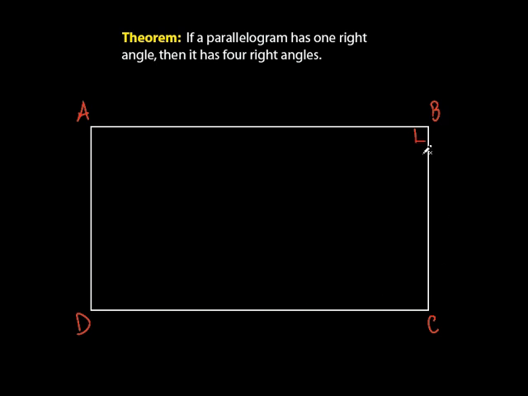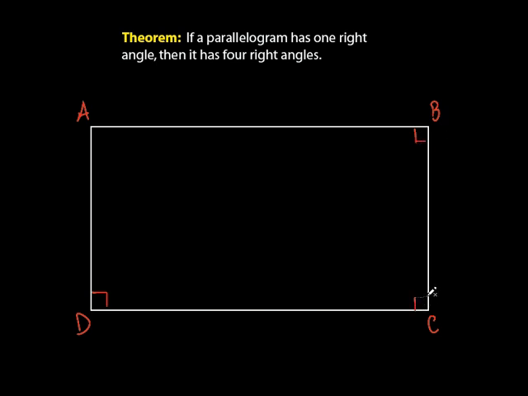And why would that be? Well, for a couple of the theorems that we've done before. Angle B and angle D are opposite angles. So what's true about opposite angles? They are congruent to each other. And look at B again. B and C are consecutive angles, they're consecutive interior angles. So what's true about them? They're supplementary. So what's 180 minus 90?